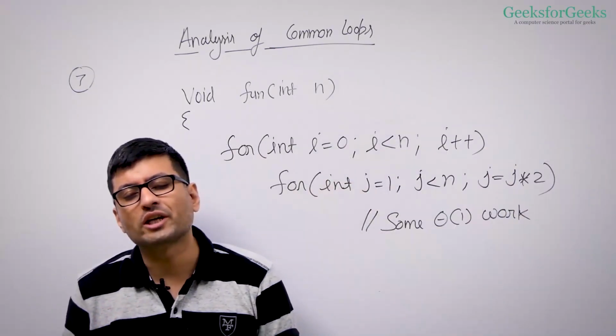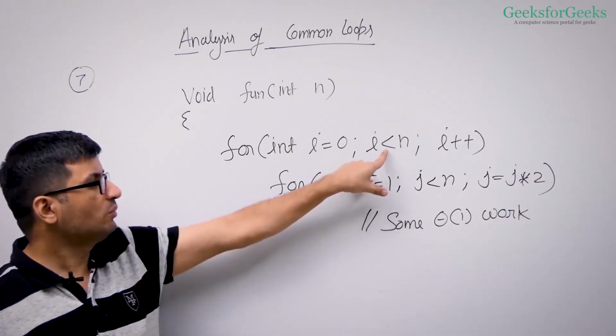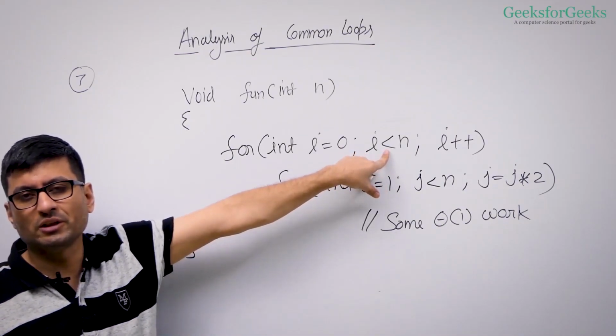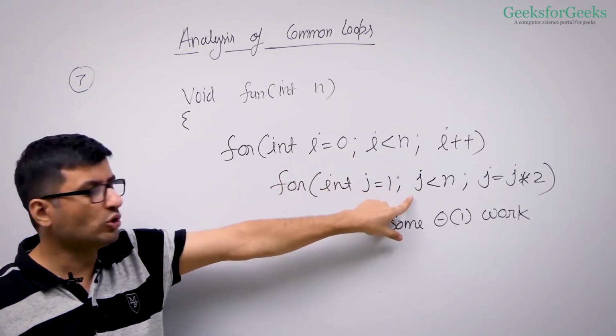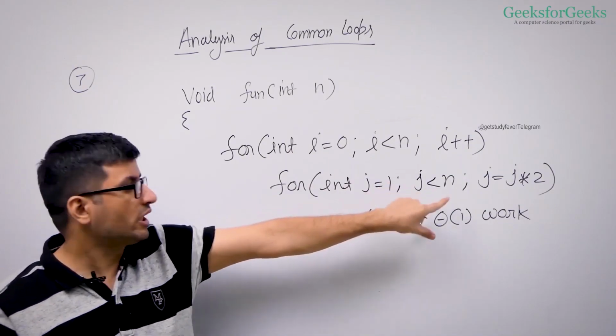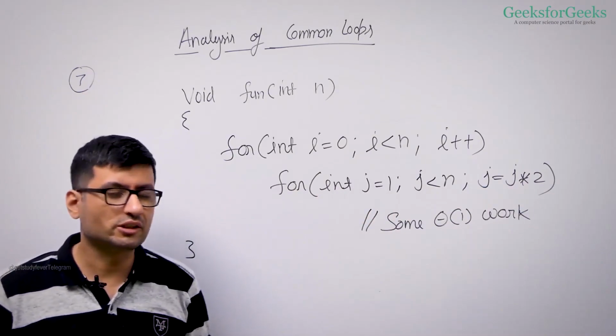Let us now take a look at this nested loop example. We have an outer loop. How many times is this loop going to run? It's going to run theta n times, right? How many times is this inner loop going to run? It's going to run theta log n times, right? Because we do j equal to j into 2. We have talked about its analysis.